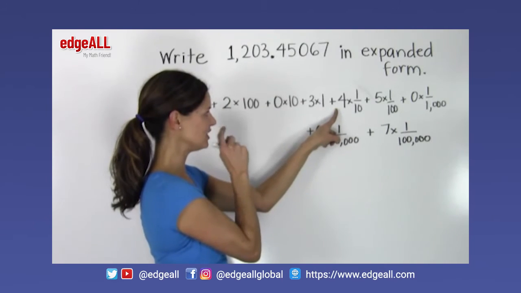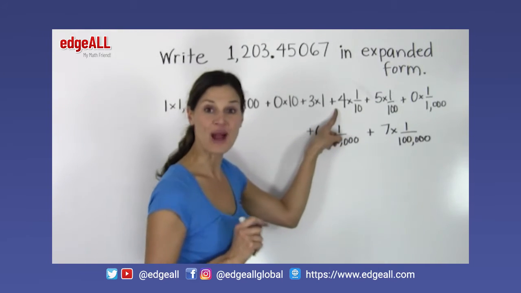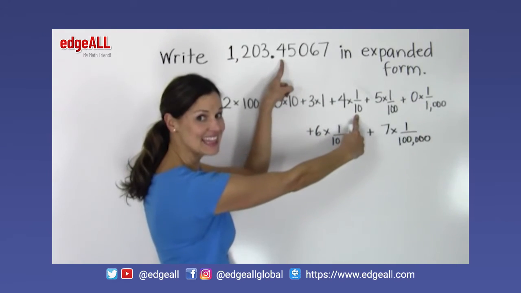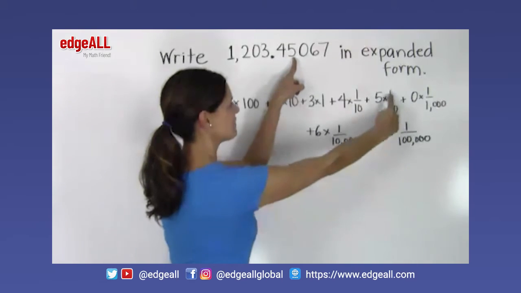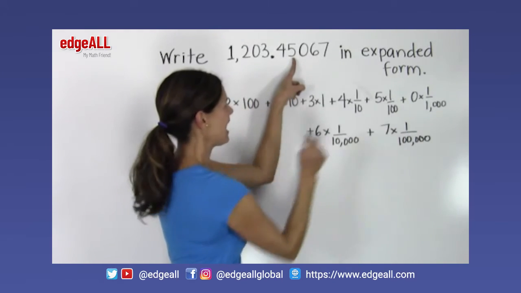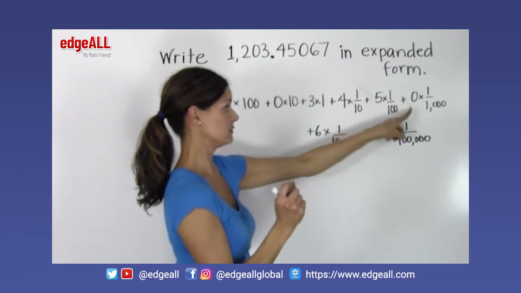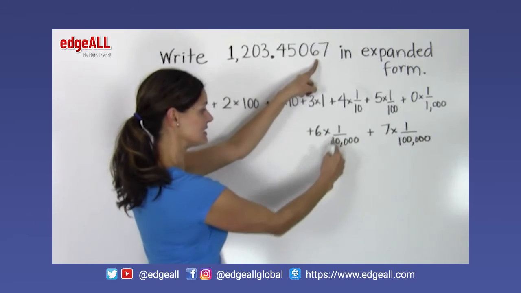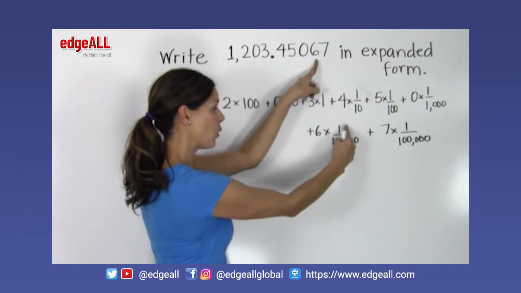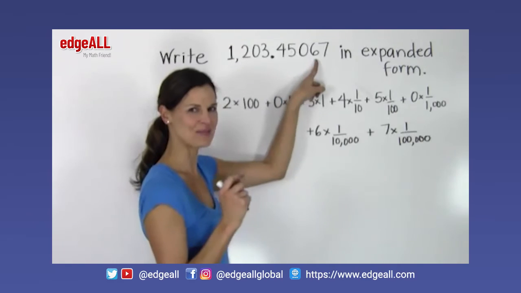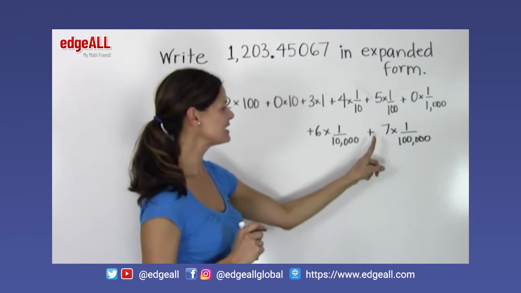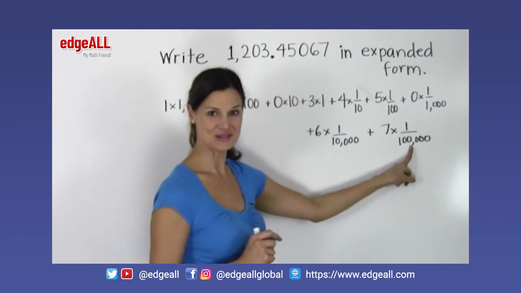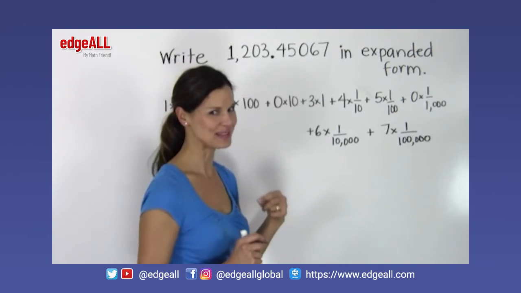Now I've hit my decimal, and now I'm looking at my numbers to the right of my decimal. So I've got plus 4 times 1/10 for my tenths place, 5 times 1/100 for my hundredths place, 0 times 1/1,000, and then I've got plus 6 times 1/10,000 for my ten thousandths place, and plus 7 times 1/100,000 for my hundred thousandths place.